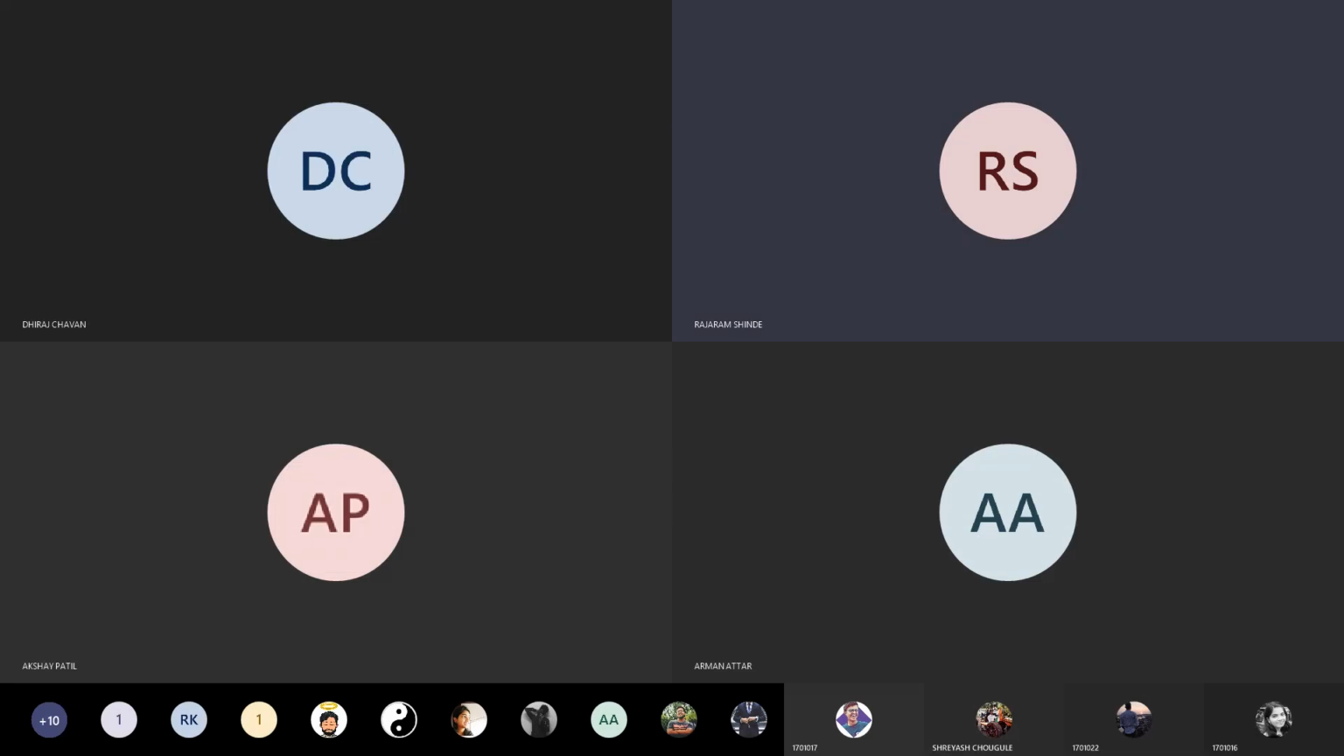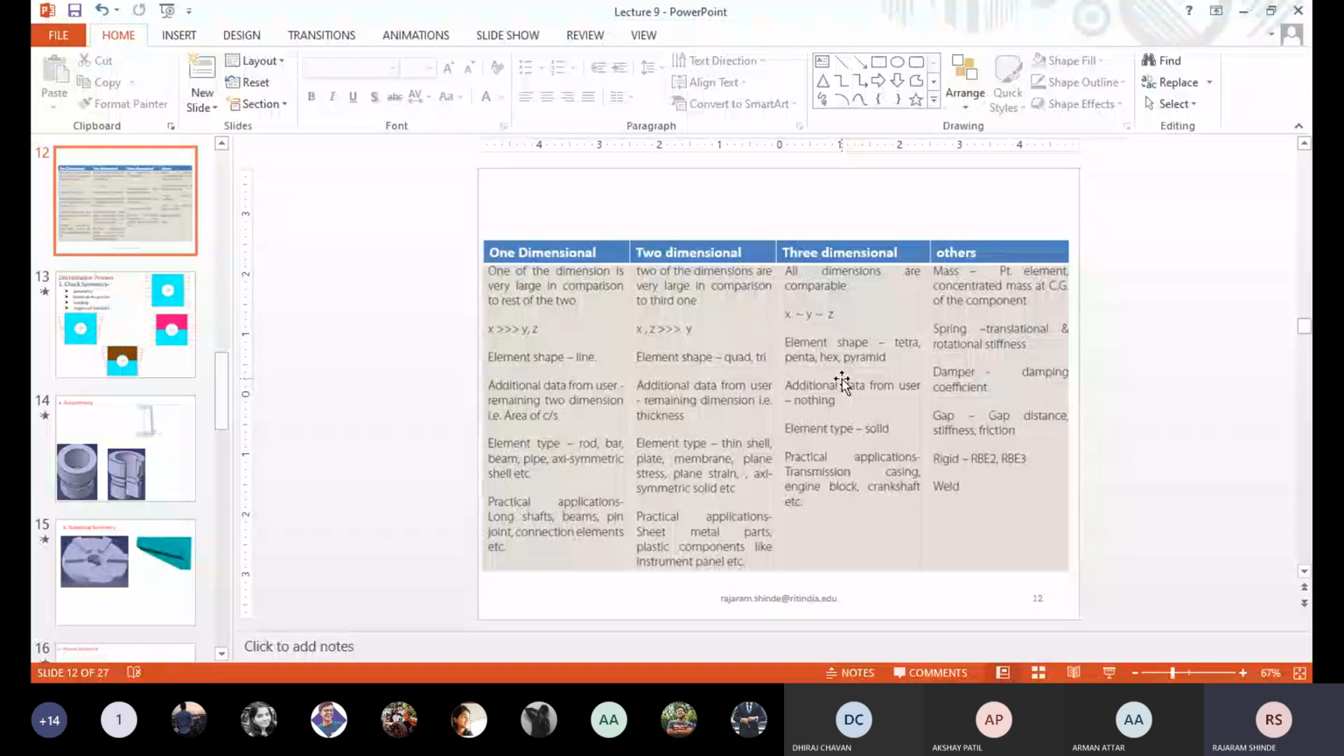Next, three-dimensional element. If all three dimensions are comparable, then go for a three-dimensional element. And these are the special purpose elements. If you have doubt in this, you can ask me, because this is a very important step. It is element selection for problems. That is, appropriate element selection is a very important thing.